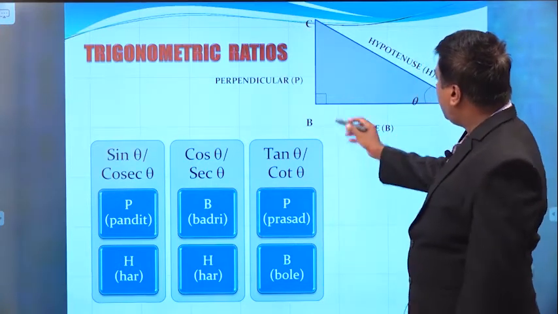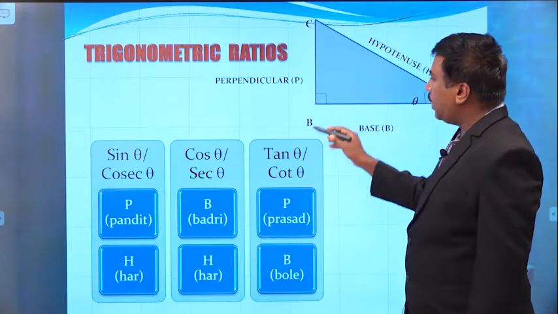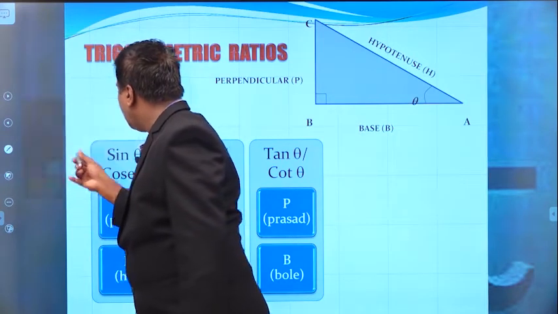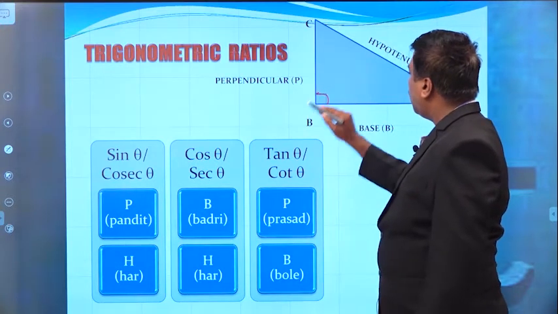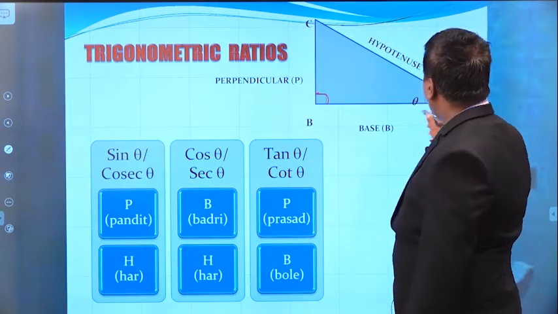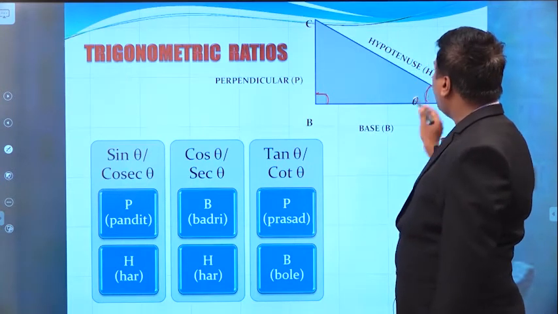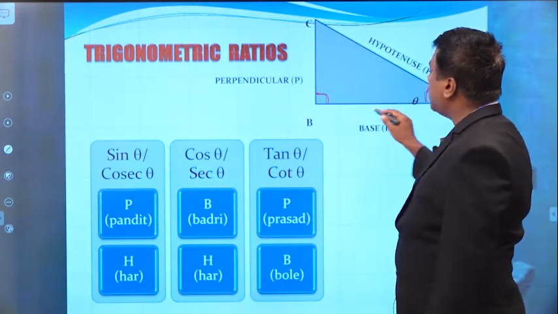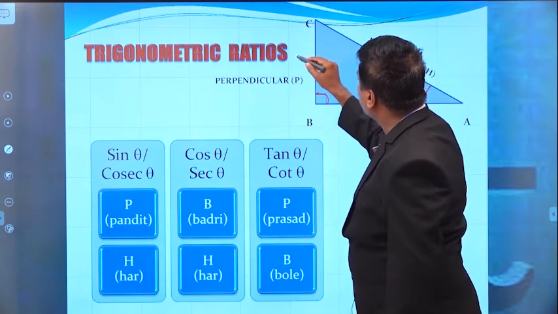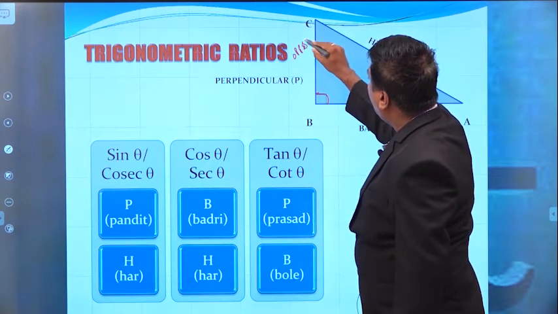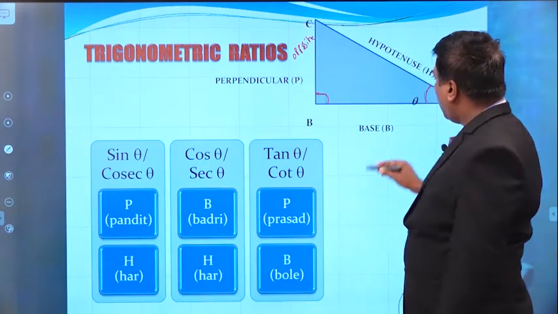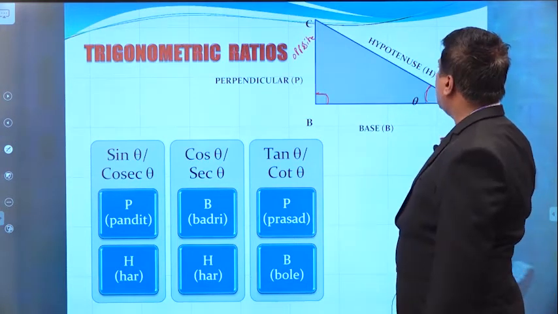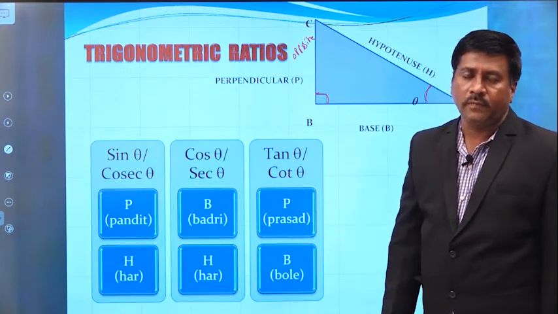Now, this is called the right angle triangle. In this right angle triangle, the right angle is at B. This is the angle theta, and for this theta, BC is called the opposite side, and BA is called the adjacent side or the base of the right angle triangle, and this AC is called the hypotenuse of the right angle triangle.